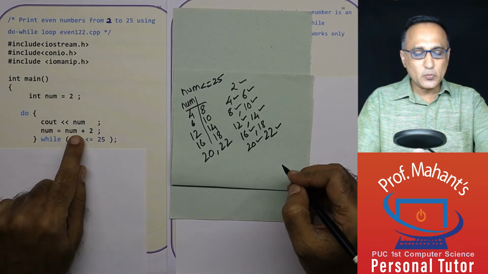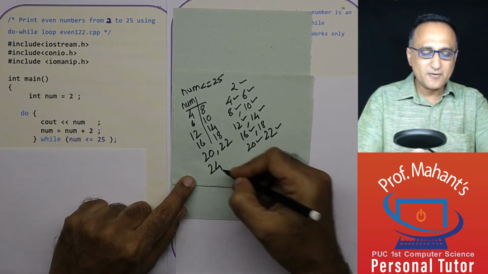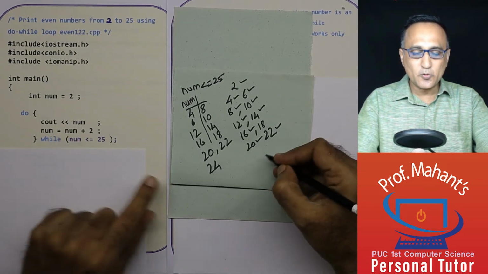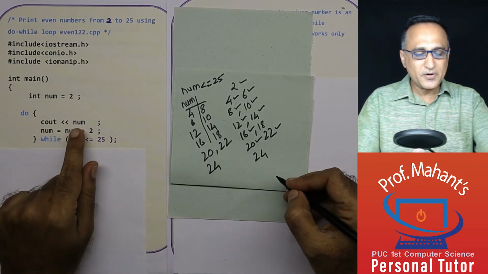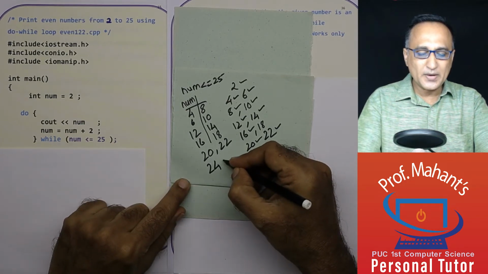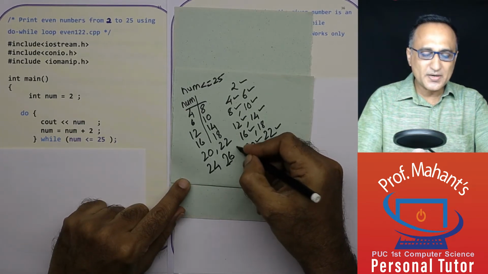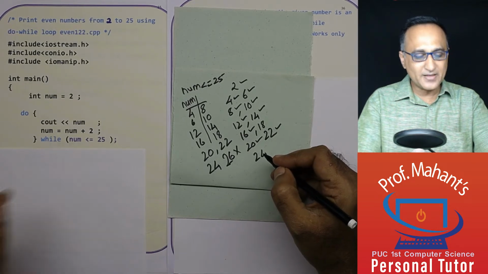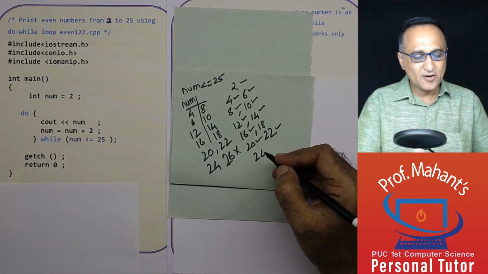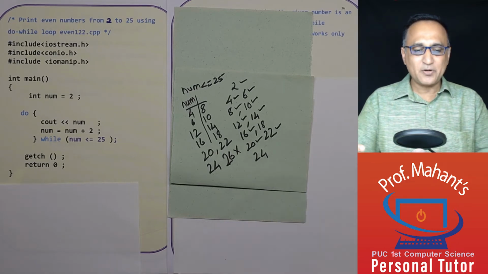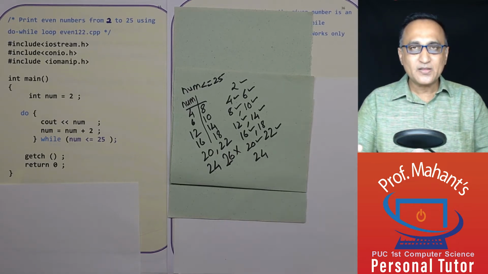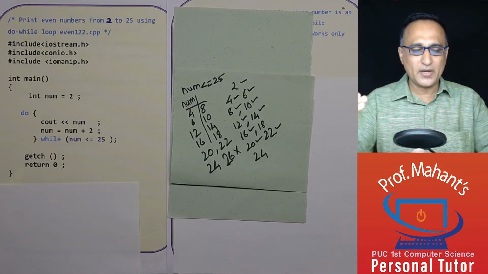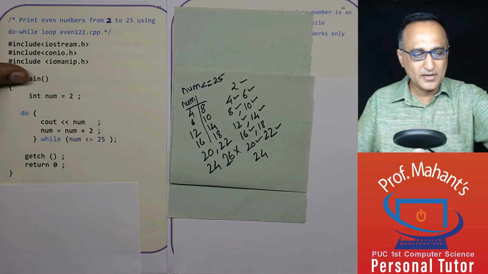Then number is 22 plus 2. Number ends up becoming 24. 24 is less than 25. It's still true, so I'm going to print 24. Once I print 24, number now ends up becoming 26. 26 is definitely not less than 25, so this condition fails. I come out of the loop and then I halt. So this is an example of how you go about printing even numbers from 2 to 25. It can be 2 to n or whatever number, using a do while loop.